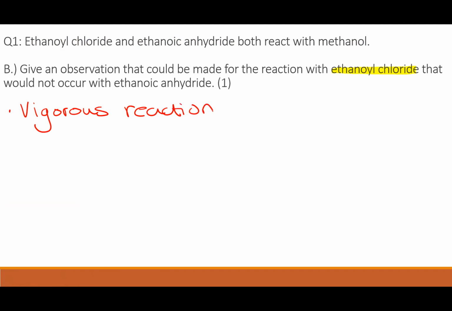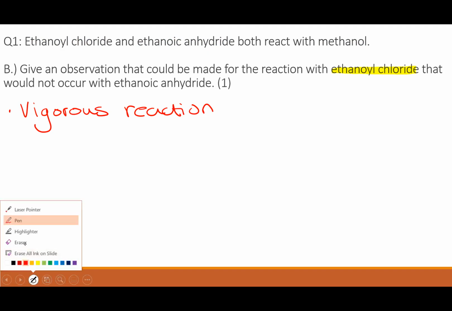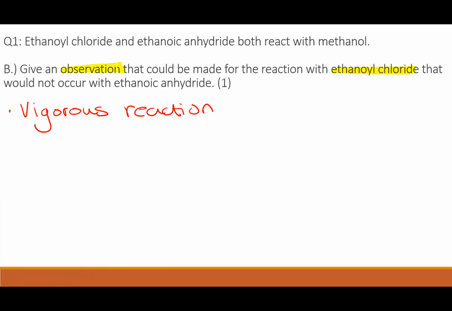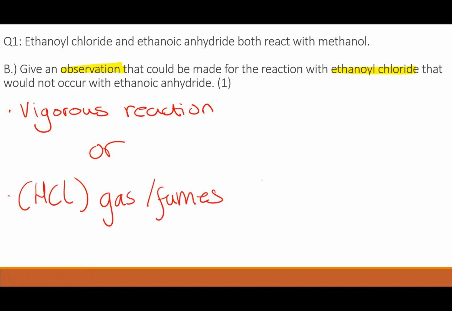Or you could say, because it's an observation, it can't be just saying a different product's made, because an observation is something that we can see. So vigorous reaction. But the hydrogen chloride is given off as a gas or as fumes, so that is something that we can observe. So we could say vigorous reaction, or we could say hydrogen chloride gas fumes are produced. Now, the reason I put the hydrogen chloride in brackets is you wouldn't actually need to say that to get the mark because it's asking for an observation. So just saying that gas or fumes are produced would be enough to get you that 1 mark for this question.